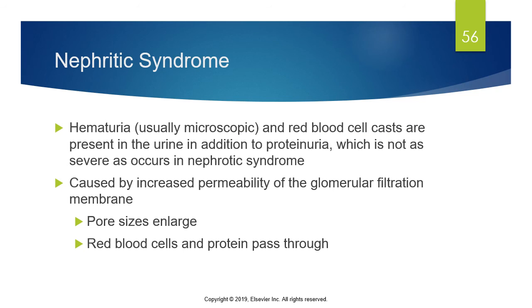In nephritic syndrome, you will have hematuria, but that's usually microscopic. And there also will be red blood cell casts in the urine, in addition to proteinuria. And the proteinuria is not as severe as what you see in nephrotic syndrome. And that's caused by increased permeability of the glomerular filtration membrane, where the pore size is enlarged, and then red blood cells and protein can pass through.